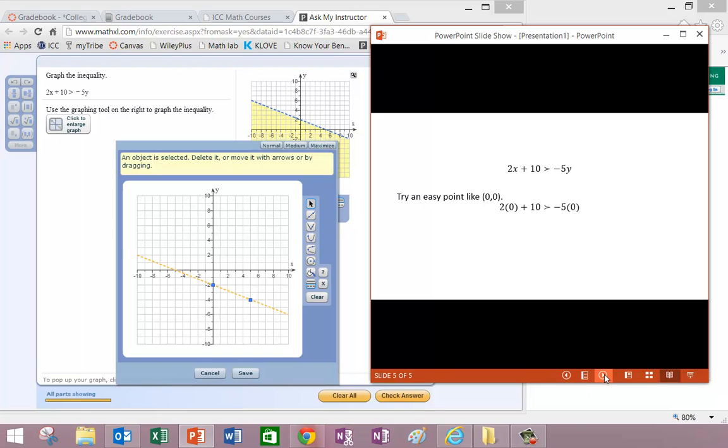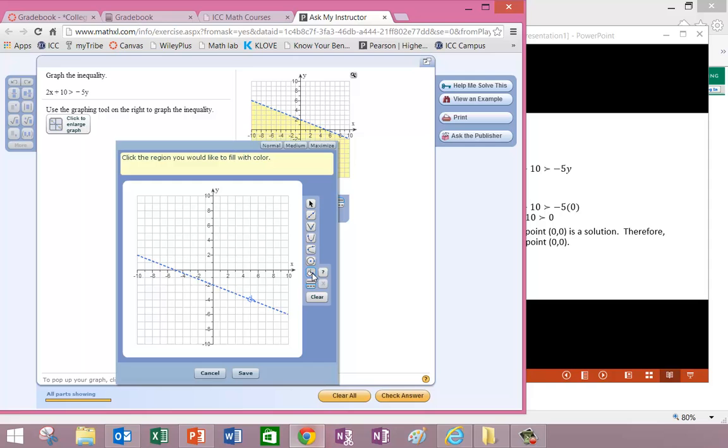So let's try an easy point like the origin, (0, 0). So we substitute that into our original inequality, and we'll have 2 times 0 plus 10 is greater than -5 times 0, or 10 is greater than 0. Well, that's true, and therefore the point (0, 0) is a solution. So we want to shade the region that would contain the point (0, 0). So we'll take our shading tool and click above.